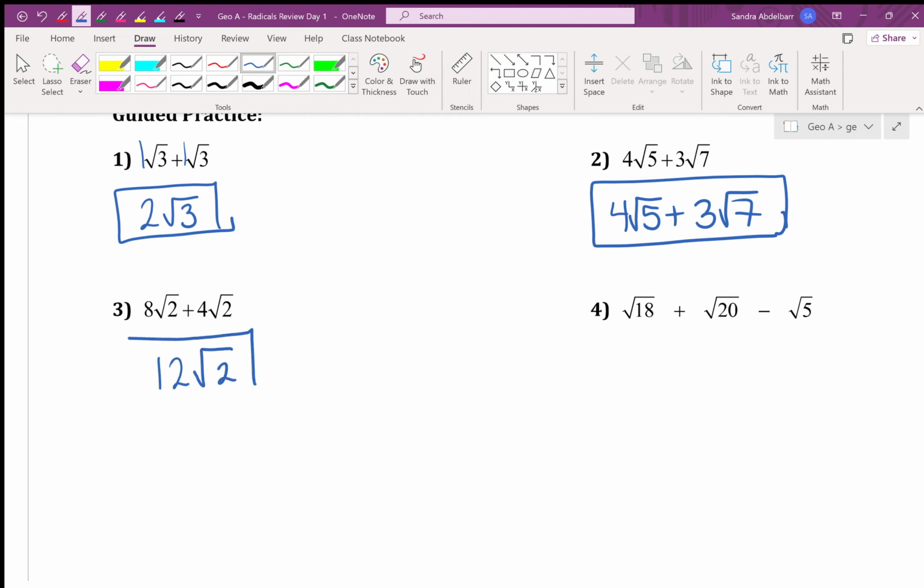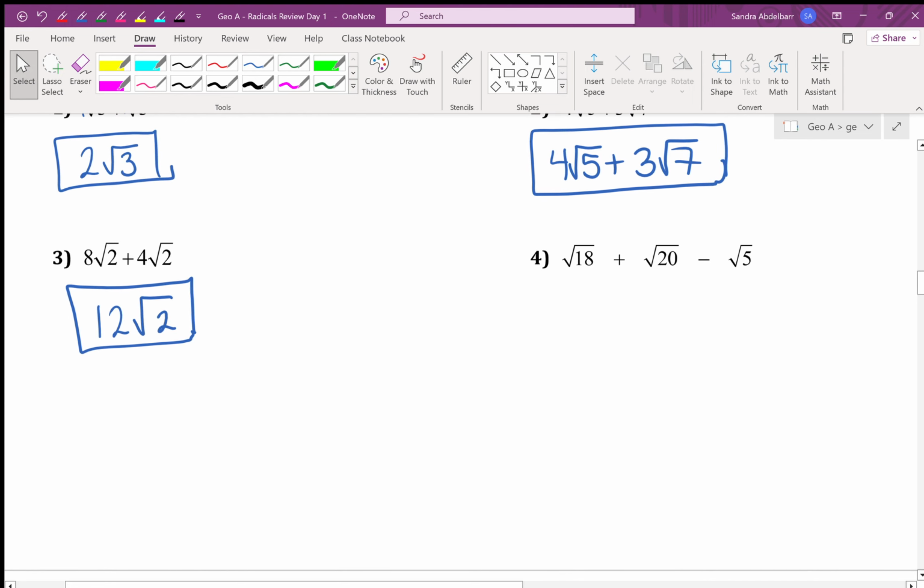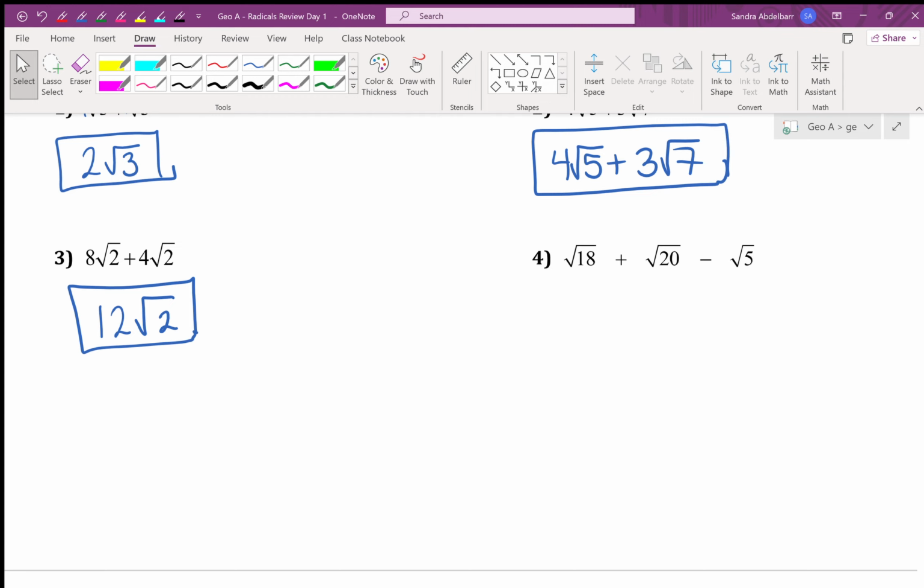All right, what's the problem with number 4? Erin? Excellent. They all have different radicands, but can these radicands be simplified? Absolutely. Radicals are like fractions. If you can simplify, you must simplify. So let's go ahead and simplify 18. I would probably start with 9 and 3 for that. And then 9 and 2. And then 9 becomes 3 and 3. So root 18 is 3 root 2.